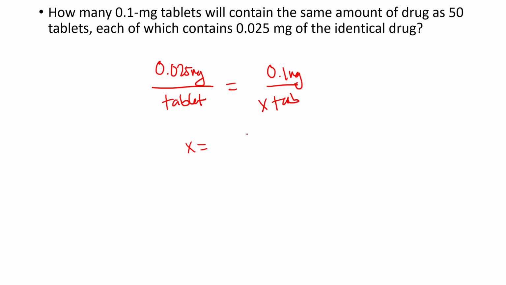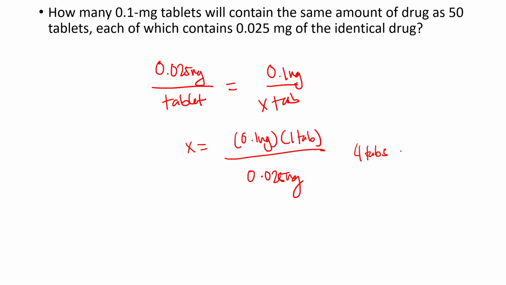X is 0.1 milligram multiplied by 1 tab over 0.025 milligrams. 0.1 divided by 0.025, we get 4 tablets, but we have to multiply it by 50. So you actually have to produce 200 tablets of 0.1 milligram tablets to have the same amount of drug as 50 that contain 0.025 milligrams of drug.